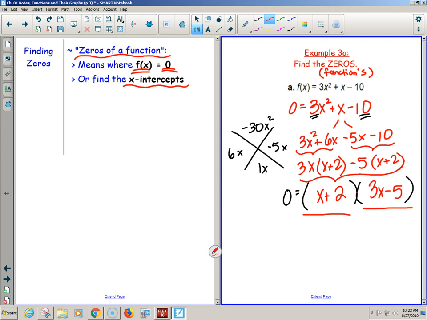So we say, cool. Let's take this first one, set it equal to 0. Let's take the second one, set it equal to 0. And most of you kind of do this in your head and you don't actually show the work, which is okay as long as you get it right every time.